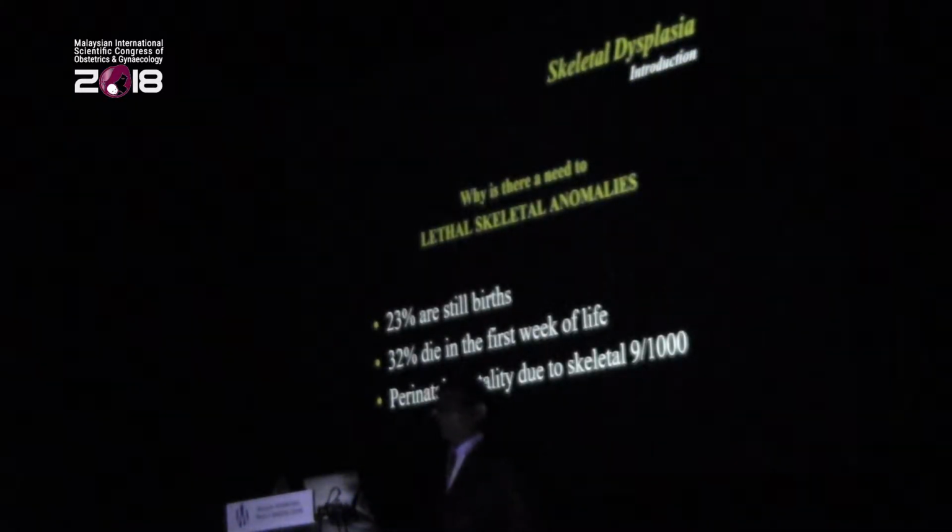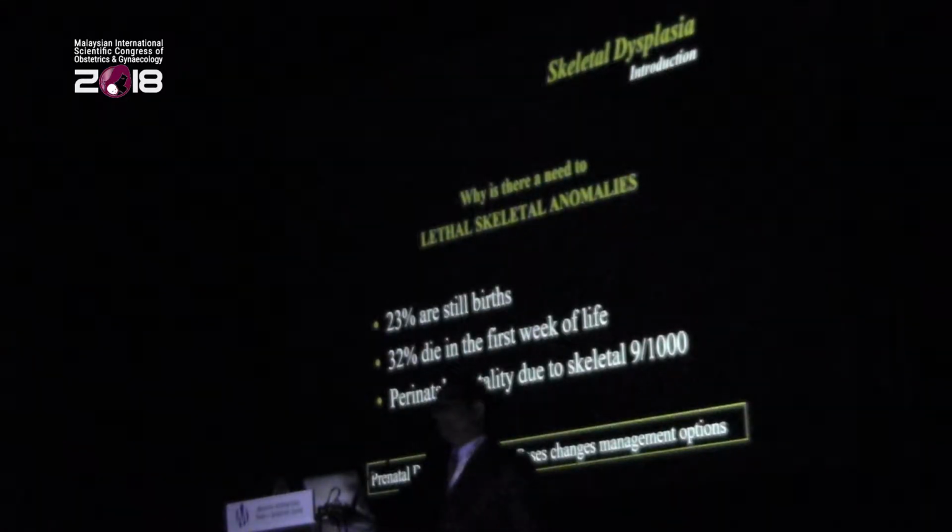Now, why does it become very important to identify whether it's a lethal skeletal dysplasia or just a skeletal abnormality? Because almost 1/4 of them are going to be stillbirths, and around 30% of them will die in the first week of life. So there's a very high perinatal mortality associated with these conditions, and so making a diagnosis with regards to the lethality of the condition becomes very important, because it changes the management options which you're going to provide.